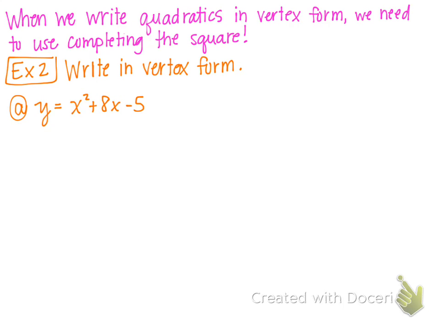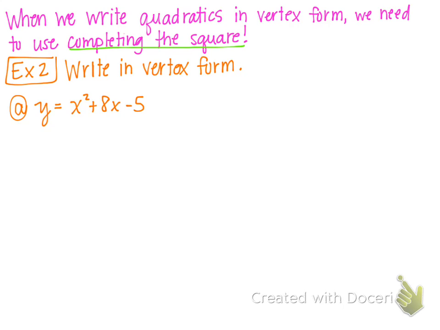Okay, so whenever we're given these quadratics, normally they're not written in vertex form. So we're going to use some manipulation to get it into vertex form. So when we write the quadratics in vertex form, we need to use completing the square, which we talked about last week. So example 2 says we're going to write in vertex form.